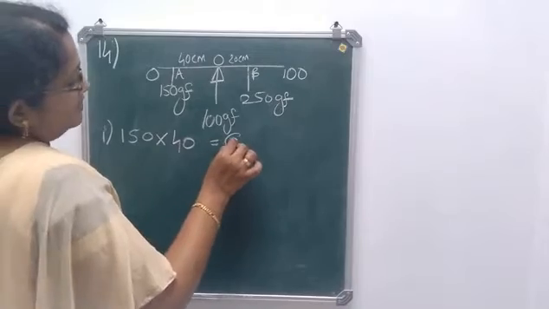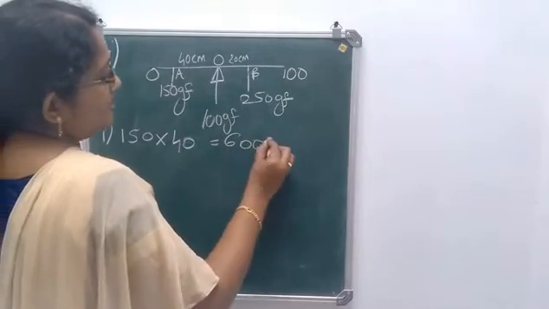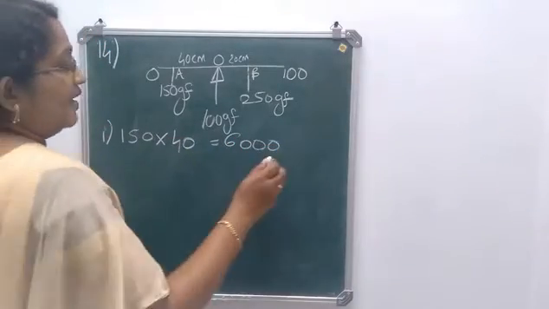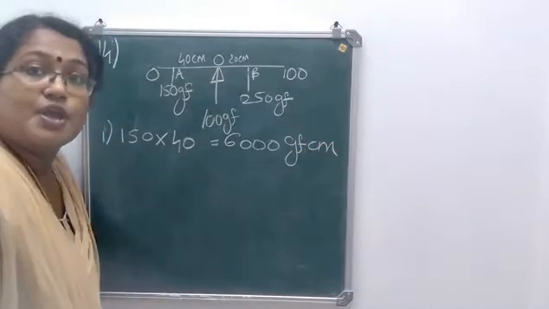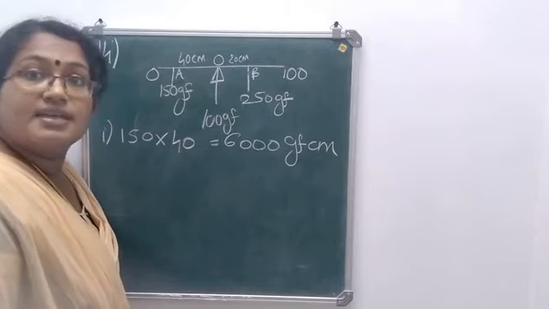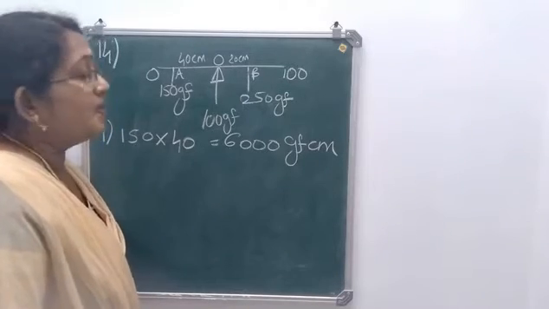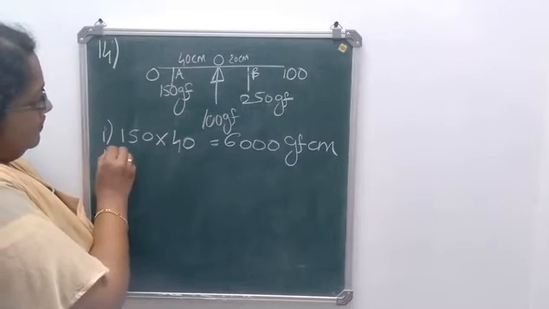15 into 4 is 60. Since two more zeros are there, it is 6000. 150 is given in gram force. 40 is given in centimeter. So the answer is 6000 gram force centimeter. Okay. This is the anti-clockwise moment.